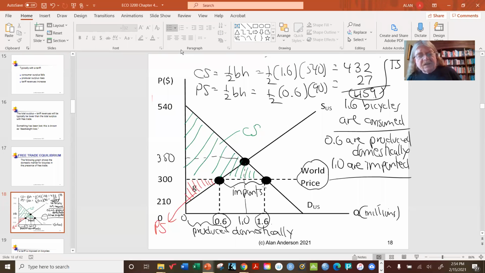And why is this consumer surplus? Because everybody in this triangle is paying less for the bicycles than they were willing to pay. Everyone in this triangle is getting a bargain. And that bargain is referred to as consumer surplus. So when we multiply this out, 1/2 of the base of 1.6 times the height of 540 brings us to $432. Well, actually, it's millions, because this is in millions. All right, 432 million. The producer surplus is pretty small because they're not selling a whole lot of bicycles.